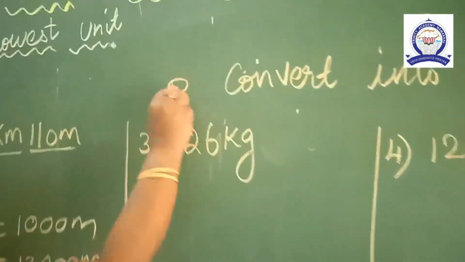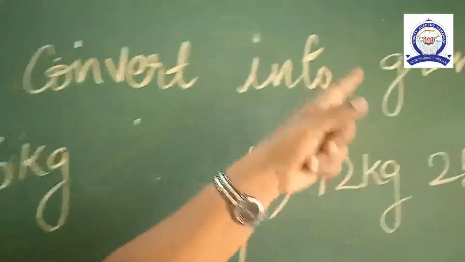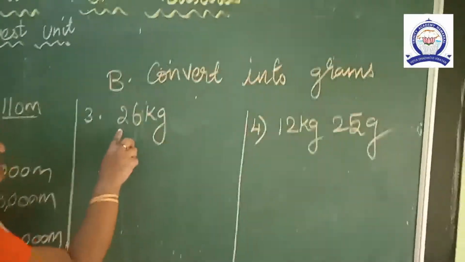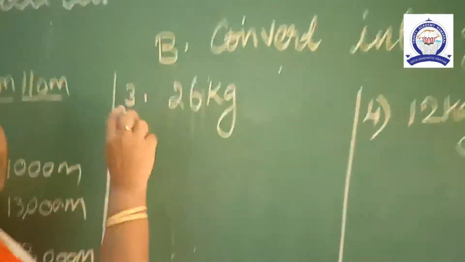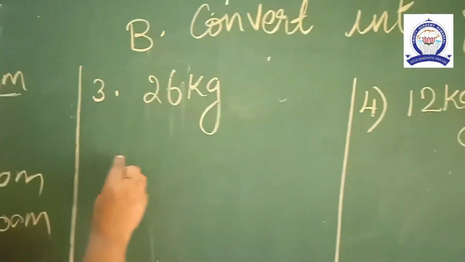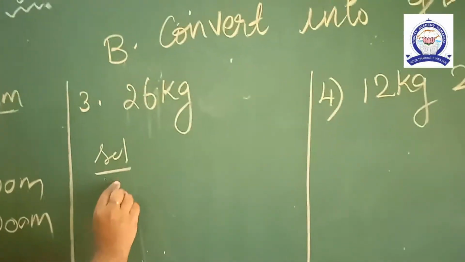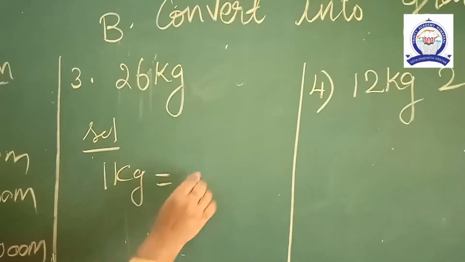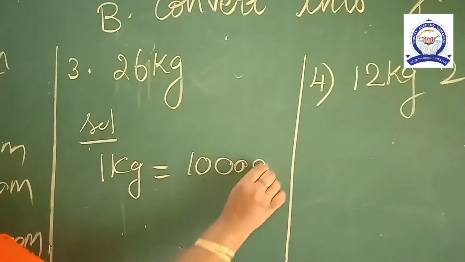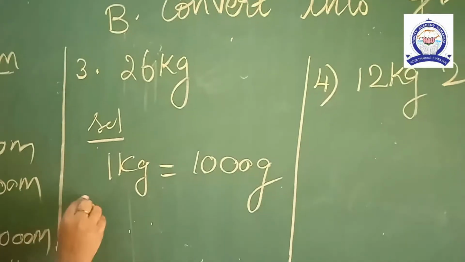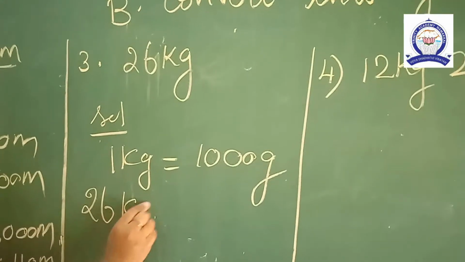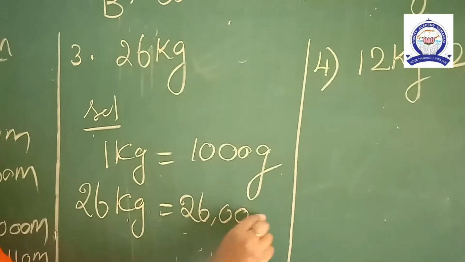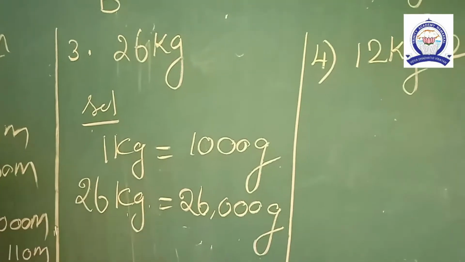B, convert into grams. Convert into grams. See the question, first question. 26 kilogram. So solution, you all know 1 kilogram is equal to 1000 gram. Okay. Similarly, 26 kilogram is equal to 26,000 gram. This is your answer.